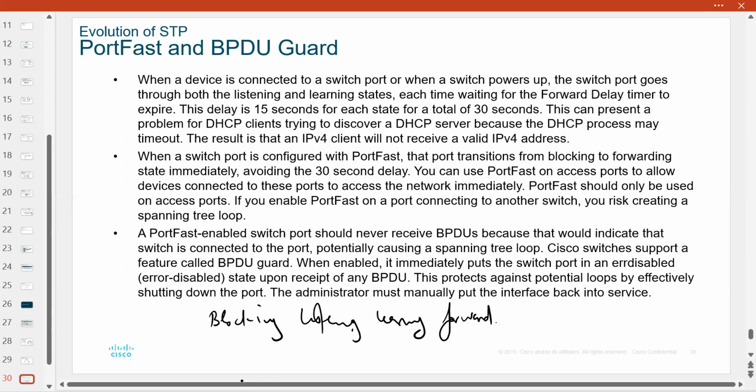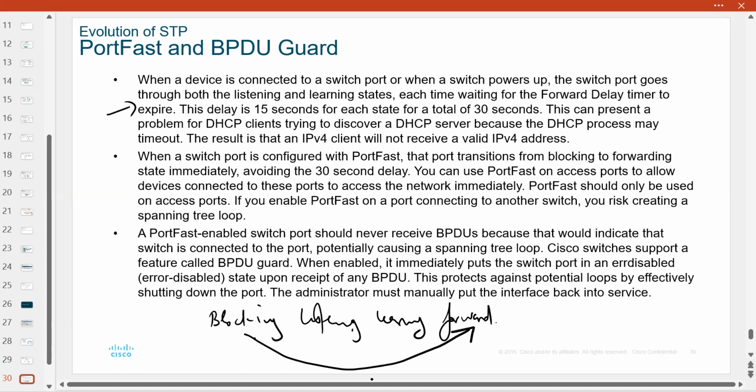Now, the PortFast. When a port is configured with PortFast, it goes directly from this state to forwarding, skipping the listening and learning states for the MAC addresses. Basically, that is what PortFast is. Why? It leads to faster convergence generally. But most importantly, there's an issue here.